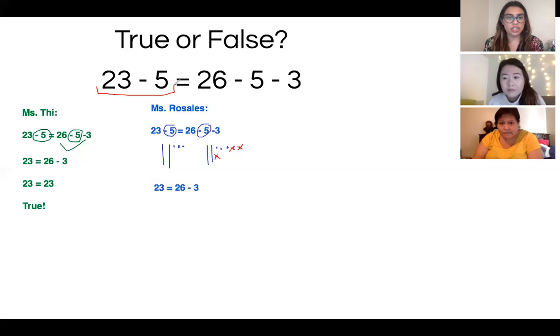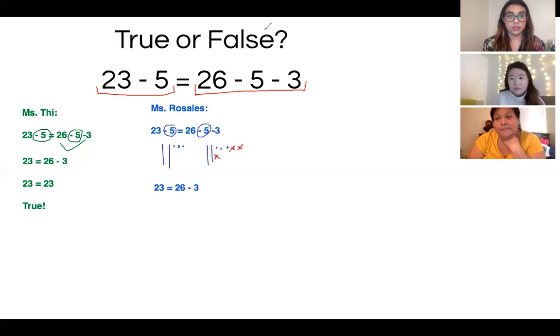So right now I want us to just look at the equation. If we have 23 minus 5 and 26 minus 5 minus 3, what's another way we can show that this equation is true by subtracting both sides of the equation? So I'm going to put it here, and this is our work together. So we have 23 minus 5 is the same as 26 minus 5 minus 3. So what would be the first thing we can do?